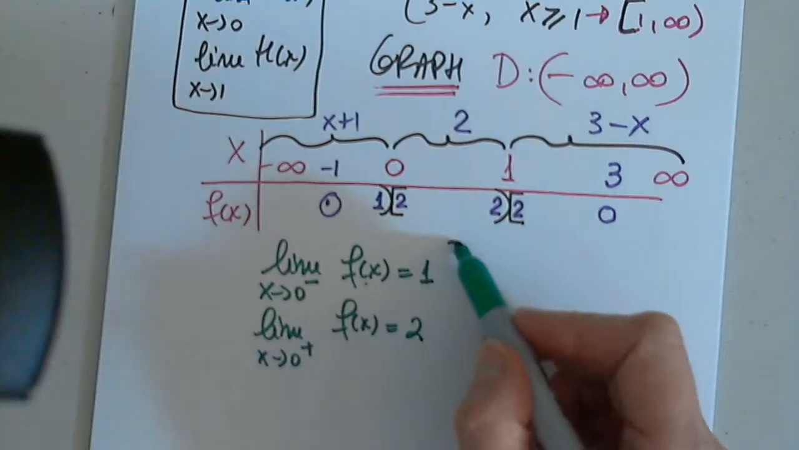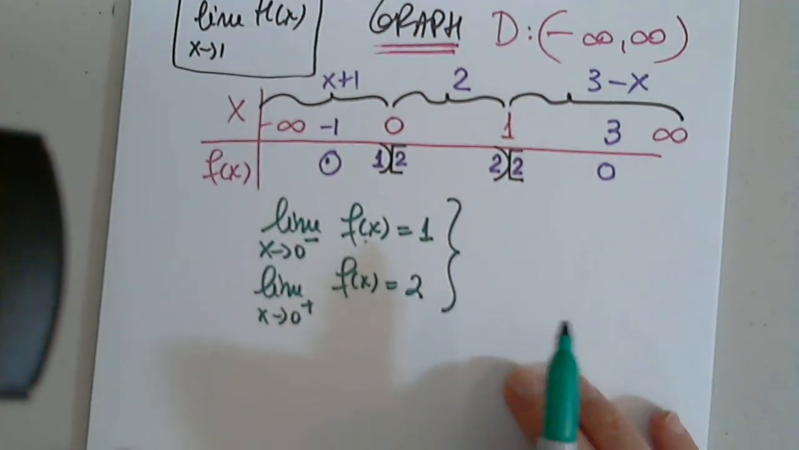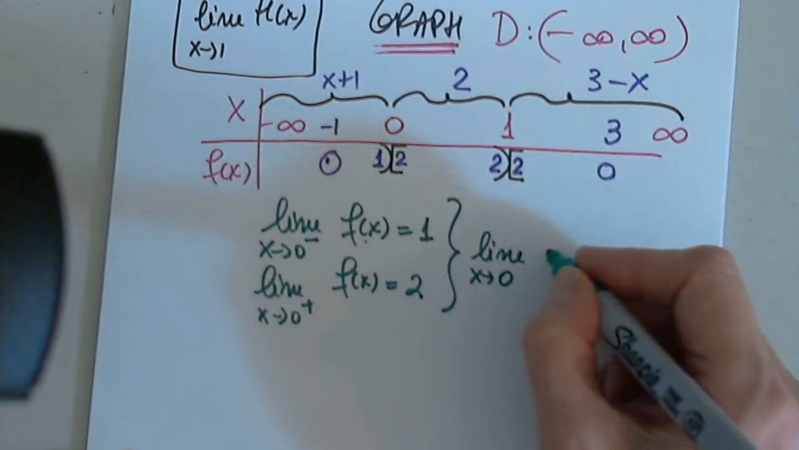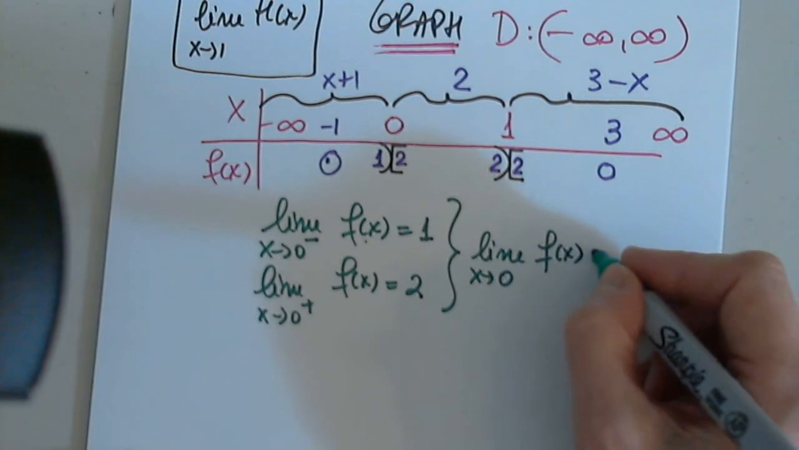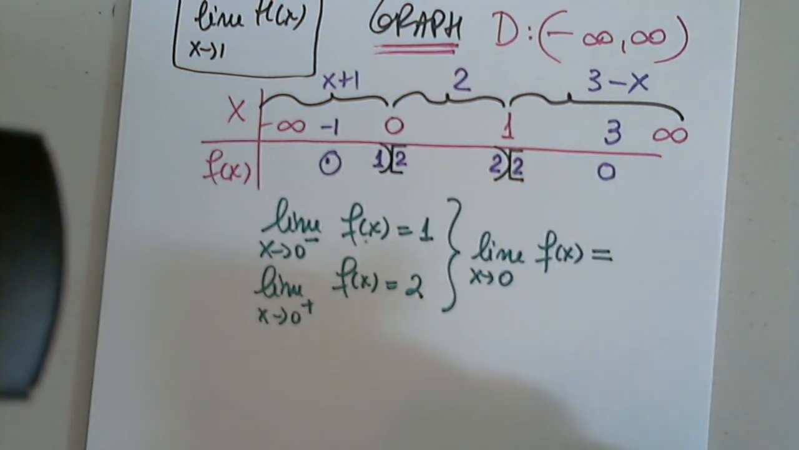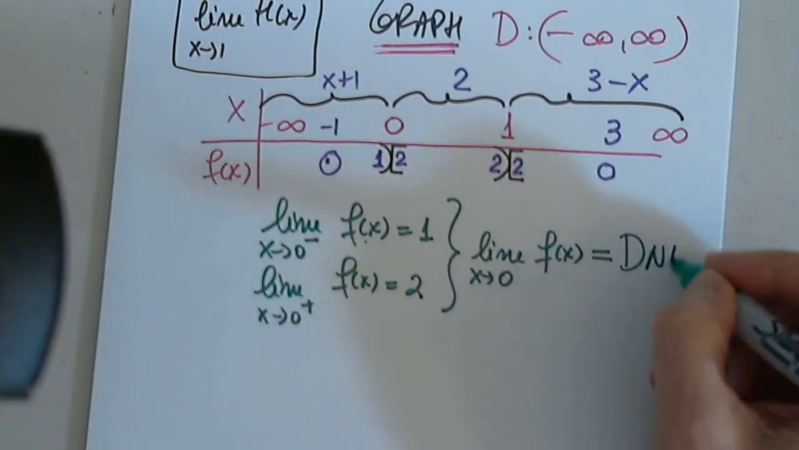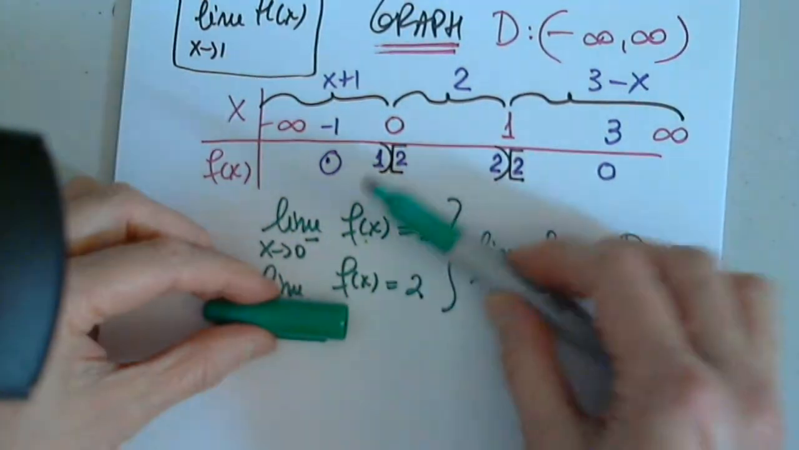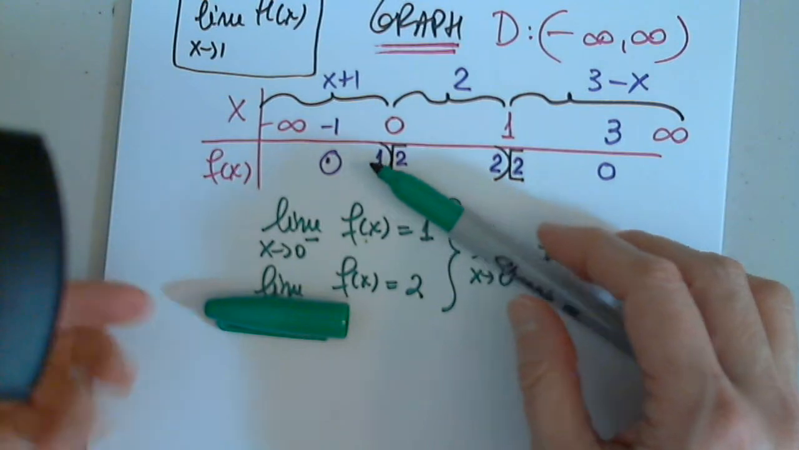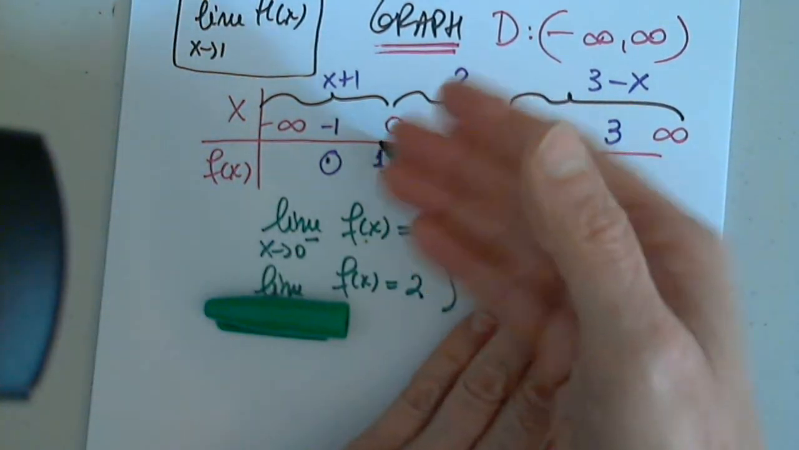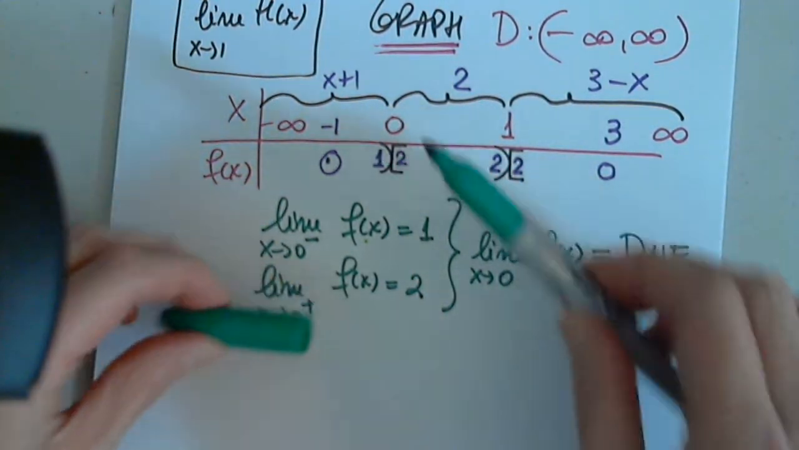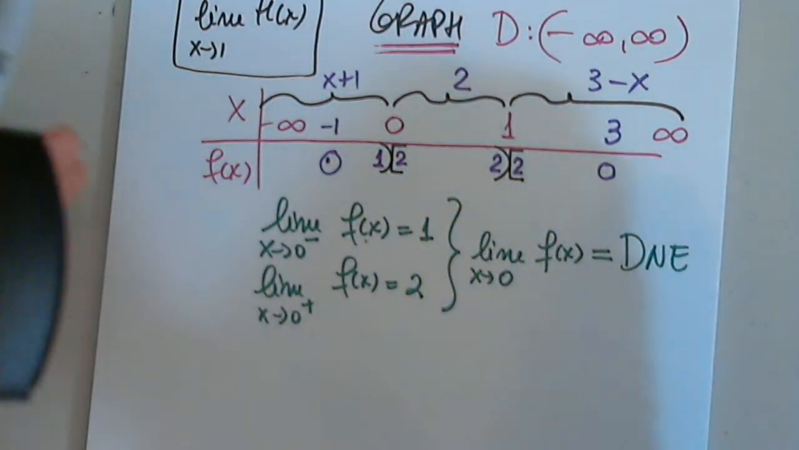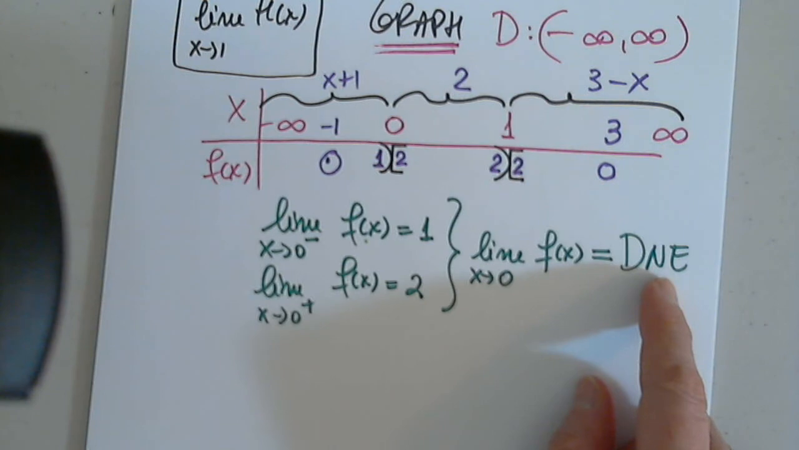And now can I answer the first question without even graphing it? I will graph it in a minute. Limit as x approaches 0 from either side of f of x. What is the answer? DNE. Of course, because they are not the same. One is here at 1 and the other side is at 2. If this one is at 1 and this one is at 2, the limit from either side does not exist. The limit from the left exists, the limit from the right exists, but the limit from either side is DNE.